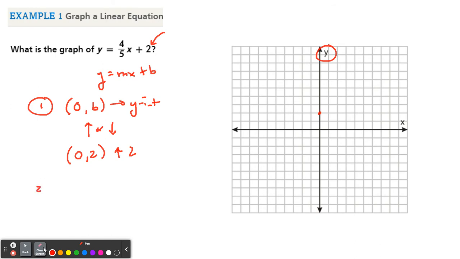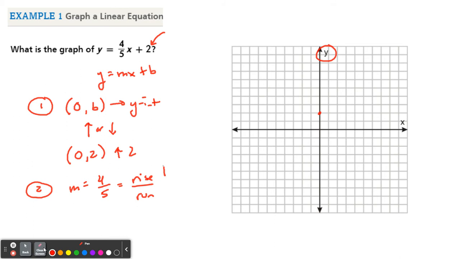Now, the second thing you have to concern yourself with is the slope. The slope is the m value. That is the number in front of x. This is a fraction of 4 fifths. If it's not a fraction, you might want to make it a fraction, like by putting it over top of 1. We need two numbers so that we can do our rise and our run. Slope is rise over run.